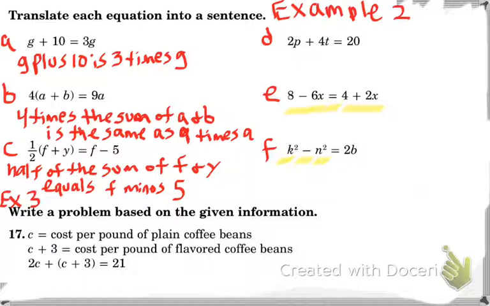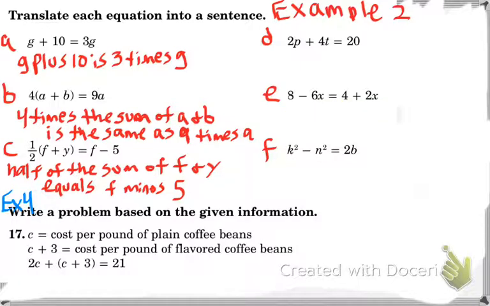So you could say the difference of squares k and n. That's kind of a fancy way of saying it. You're saying because they're both squared, so you're just referring to them as squares. But it's okay if that's a little too advanced. You can simply just say the difference of k squared and n squared equals 2 times b. And that would be yours for that one.